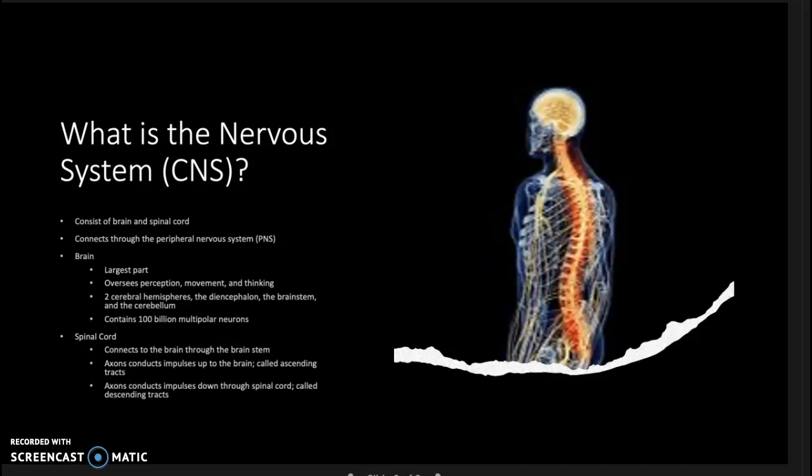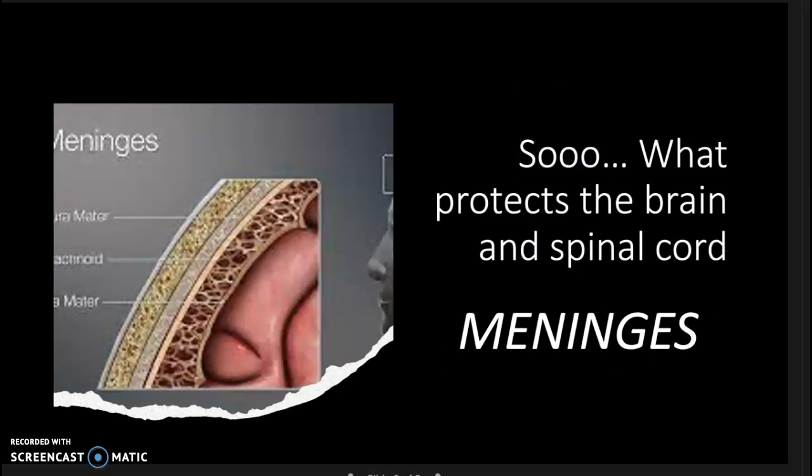There are two cerebral hemispheres, the diencephalon, the brainstem, and a cerebellum. It contains 100 billion multipolar neurons. The spinal cord connects to the brain through the brainstem. Axons that conduct impulses up to the brain are called ascending tracts. Axons that conduct impulses down through the spinal cord are called descending tracts.